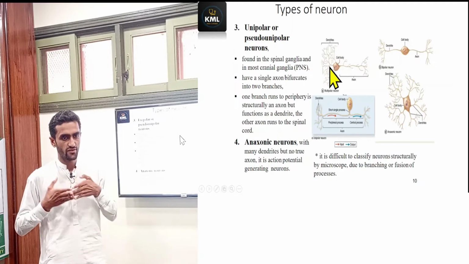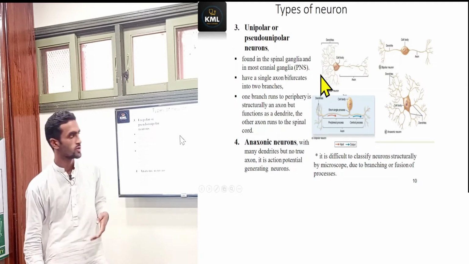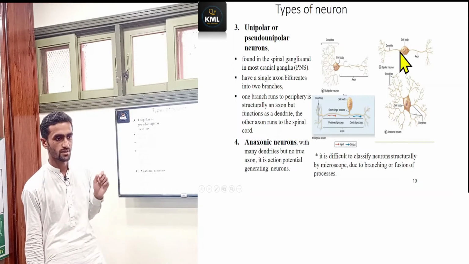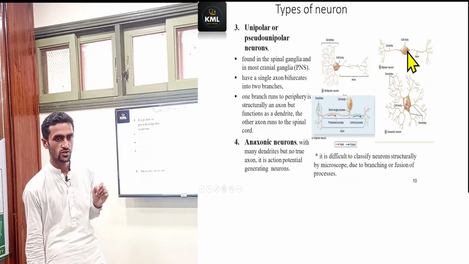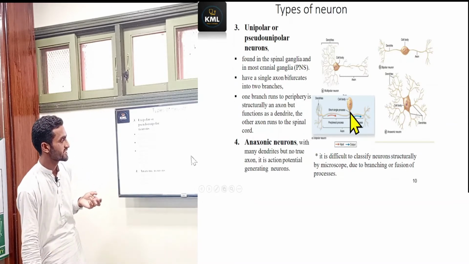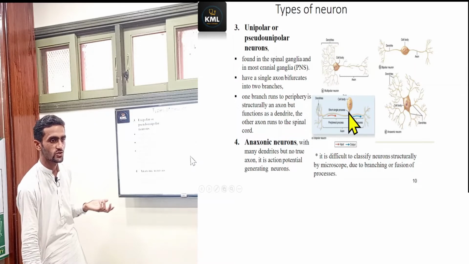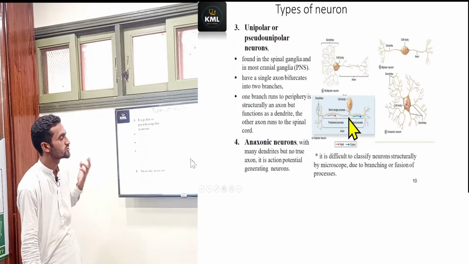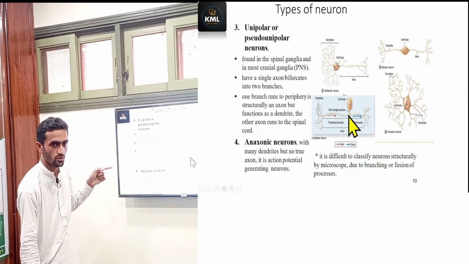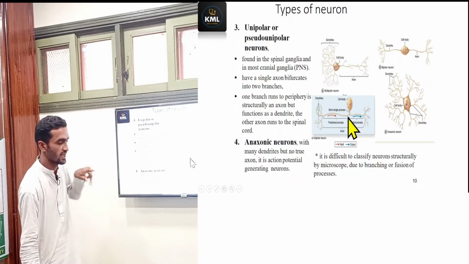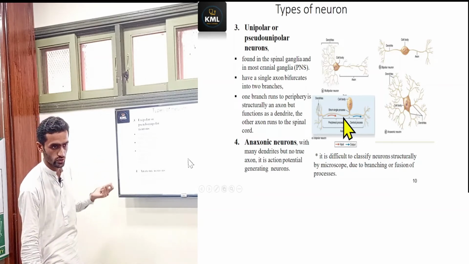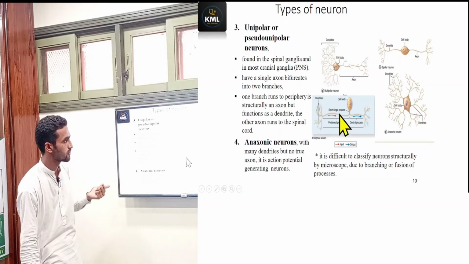A point where something came out. So if you see how many points where the things are coming, one is here, one is here. So this is bipolar. If you see here, how many poles are there? One. So this is unipolar. But we call them the pseudo unipolar because from the cell body one pole is coming, but then they divide into two. So that's why we call them the pseudo unipolar, although it's a unipolar type.